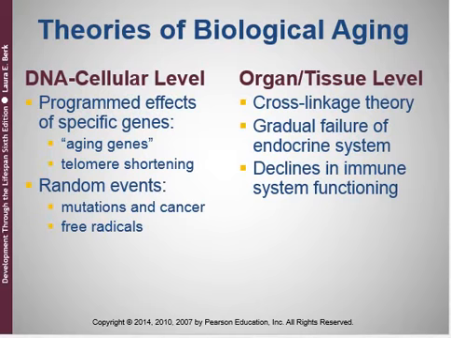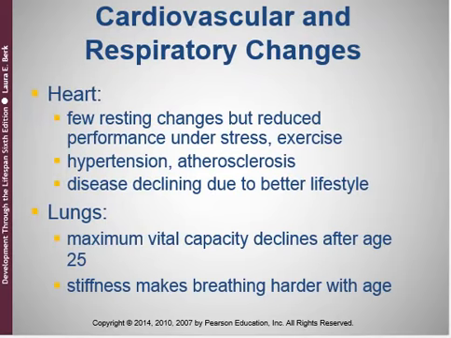Other theories say that in addition to the DNA and cellular changes, senescence involves organ and tissue level damage. As the immune system declines, as the endocrine or hormonal systems decline, this contributes to additional damage to the body, and eventually the person dies. At this point, probably a combination of those theories explains senescence.